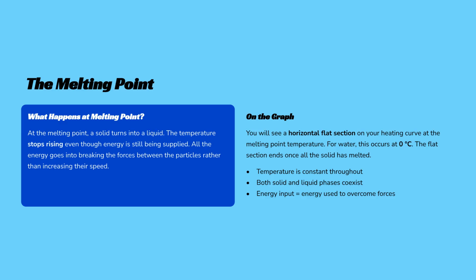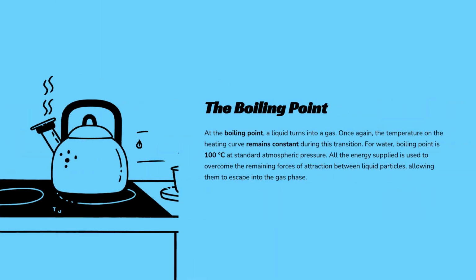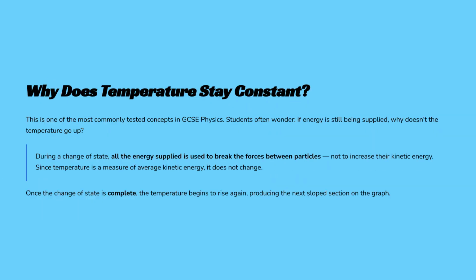At the melting point, a solid becomes a liquid. The temperature stays constant because the supplied energy is used to break the forces between particles, rather than increasing their speed. Similarly, at the boiling point, a liquid turns into a gas. The temperature remains constant again, as energy is utilized to overcome the remaining attractive forces, allowing particles to escape the liquid phase. It is a common exam question: why does the temperature stop rising during a phase change? The answer is that all energy is consumed by breaking interparticle bonds, not by increasing kinetic energy.